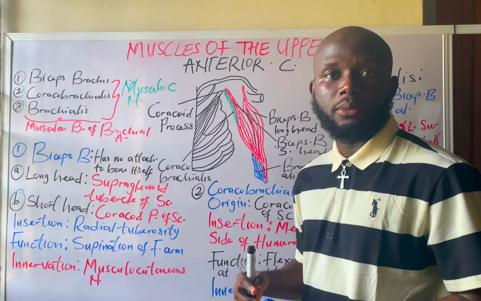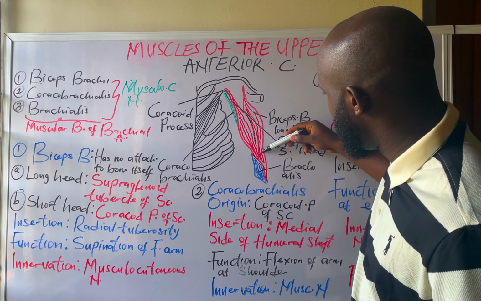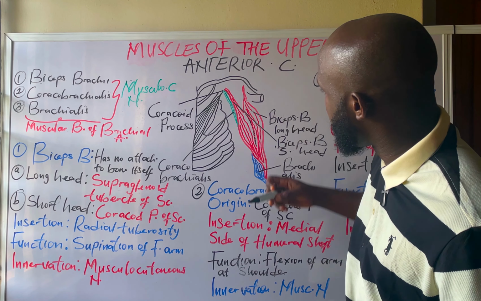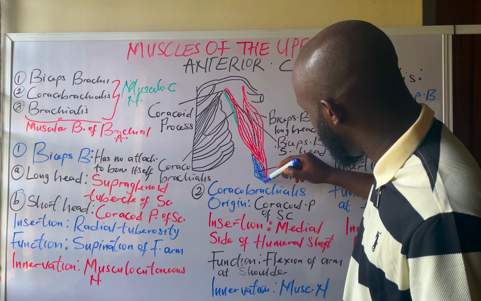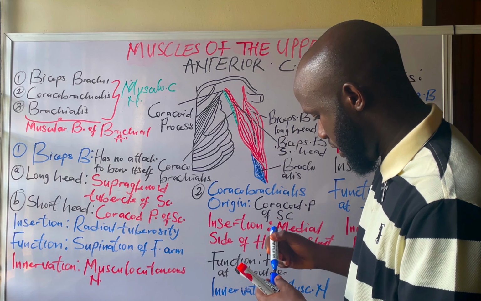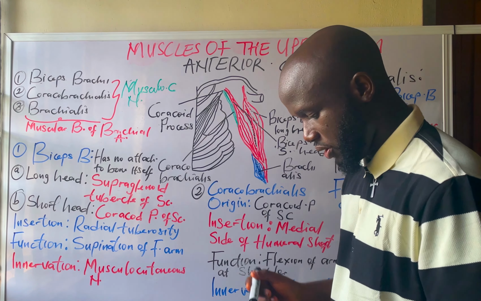So here is a diagram illustrating the muscles of the anterior compartment of your arm. And here we have the biceps brachii, the muscle in red. From this diagram, it is obvious that it has two heads. So here is the biceps brachii, and this is the short head, while this is the long head of the biceps brachii. Also, we have the brachialis. The brachialis is painted blue. Here is the brachialis, and the muscle painted green is the coracobrachialis. So I'm going to be picking these muscles one after the other and explaining the origin and insertion.